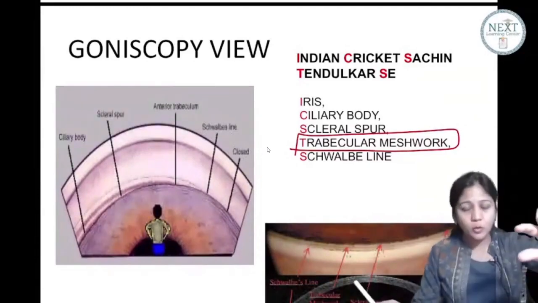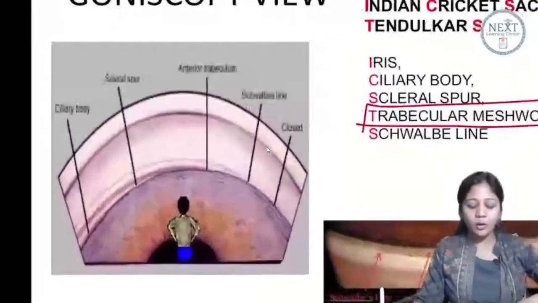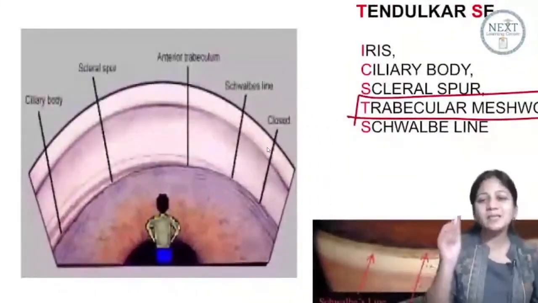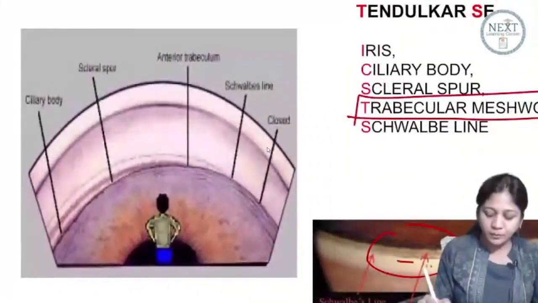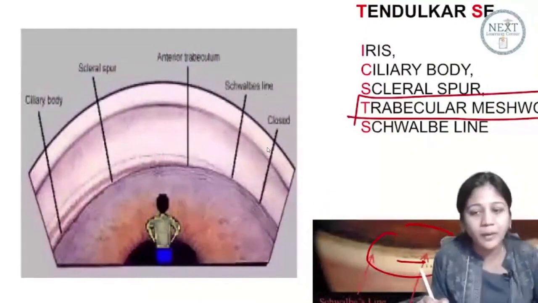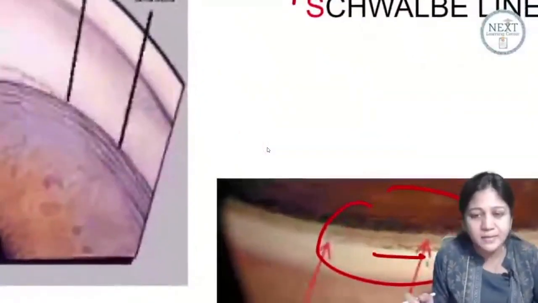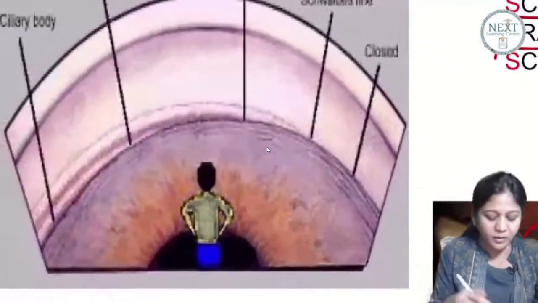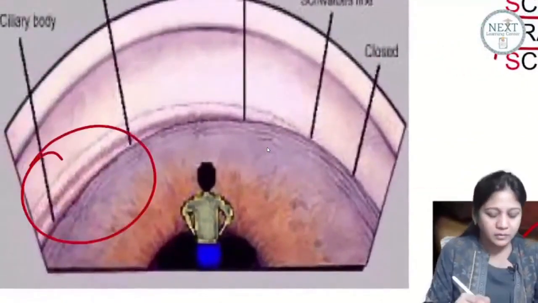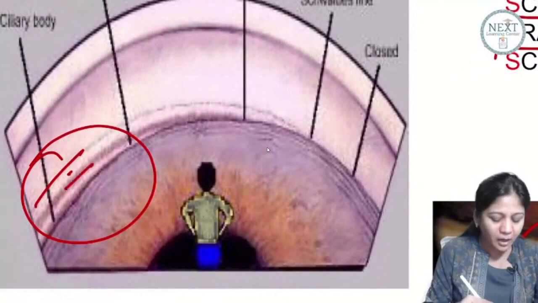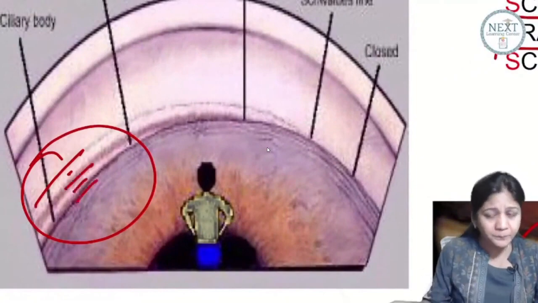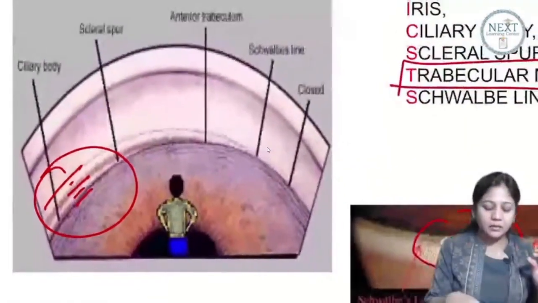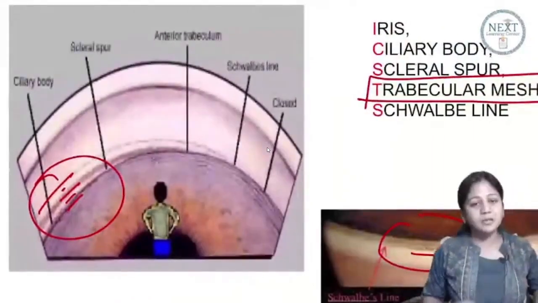When you do gonioscopy and look, normally we see some lines. Can you see this? The brown band, the white band, the brown band, the white band. There are so many bands here. Can you see the magnified view? Similarly, in this picture, you can see multiple lines. The dark band, the white band, the dark band, the white band, again the dark band. So each line represents a structure in the angle.